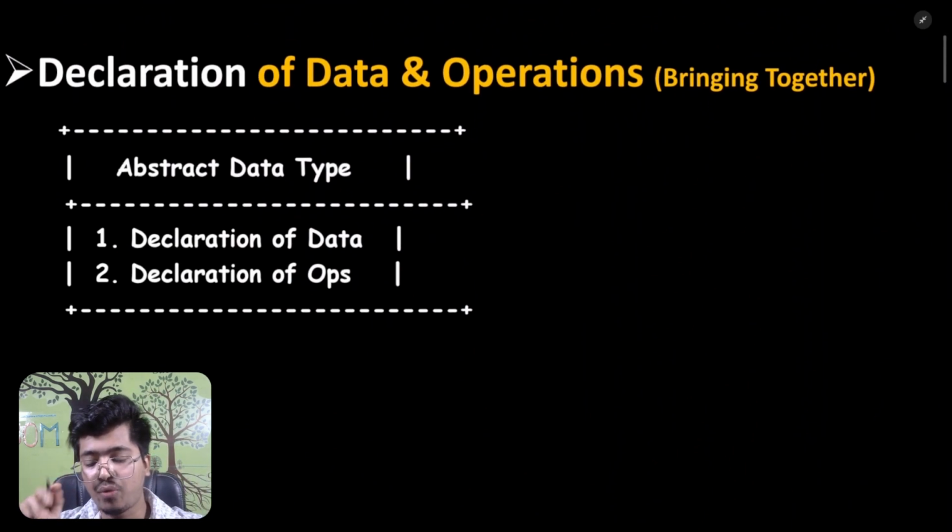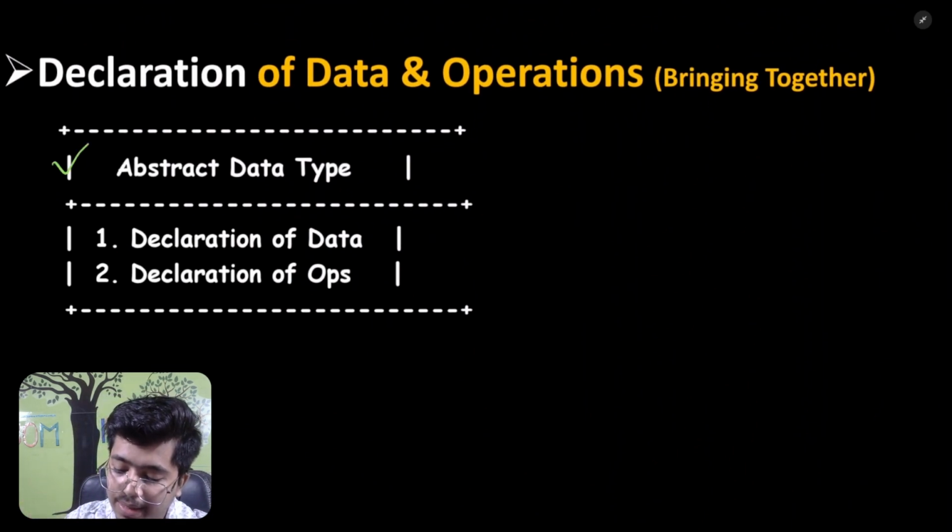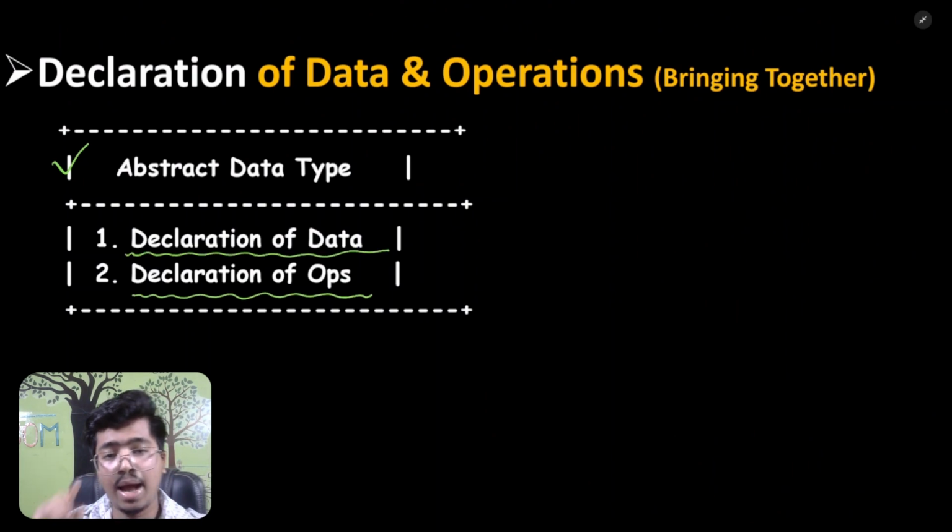Now we are combining the two factors: an abstract data type is the declaration of data and the declaration of operations. So that is the abstract data type.